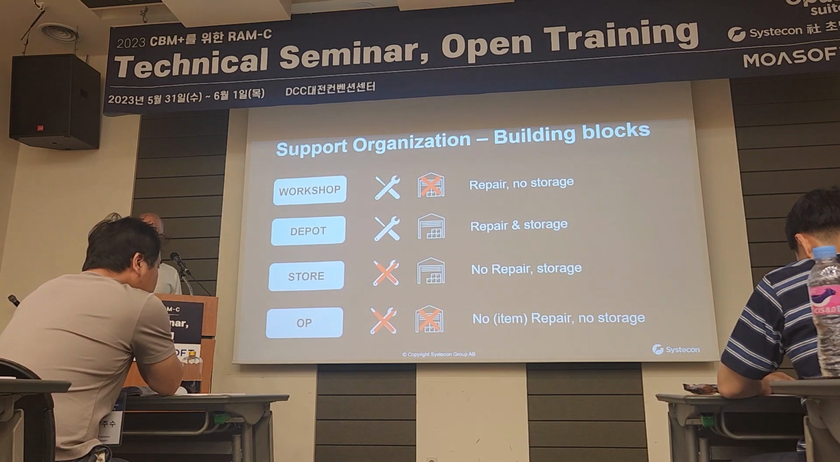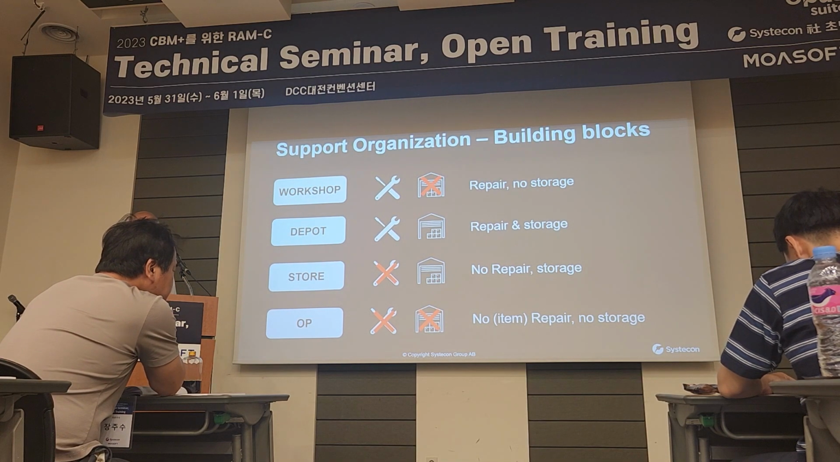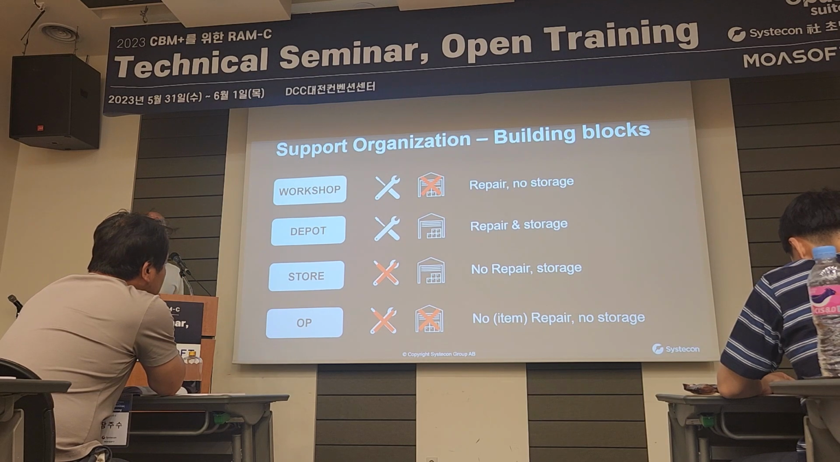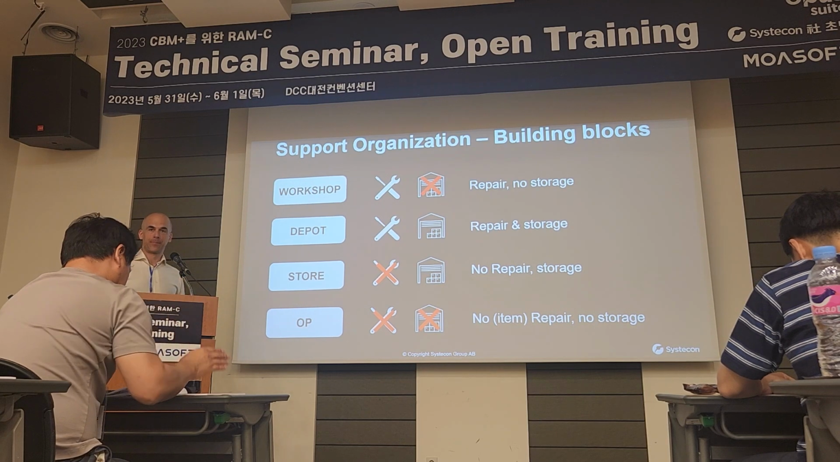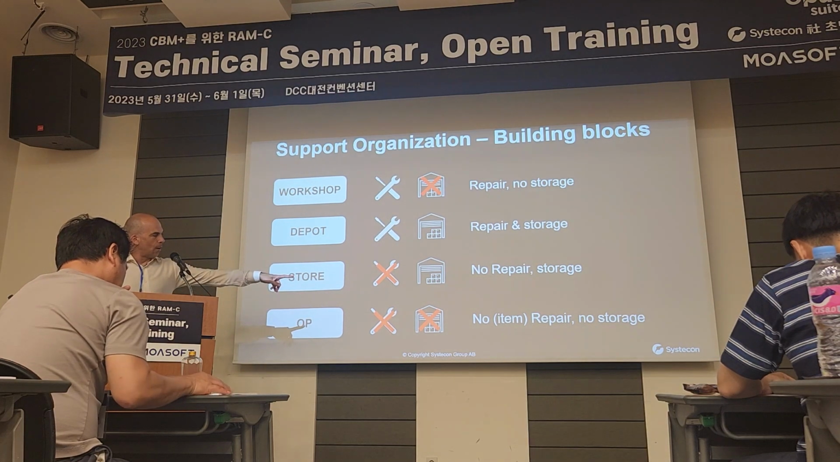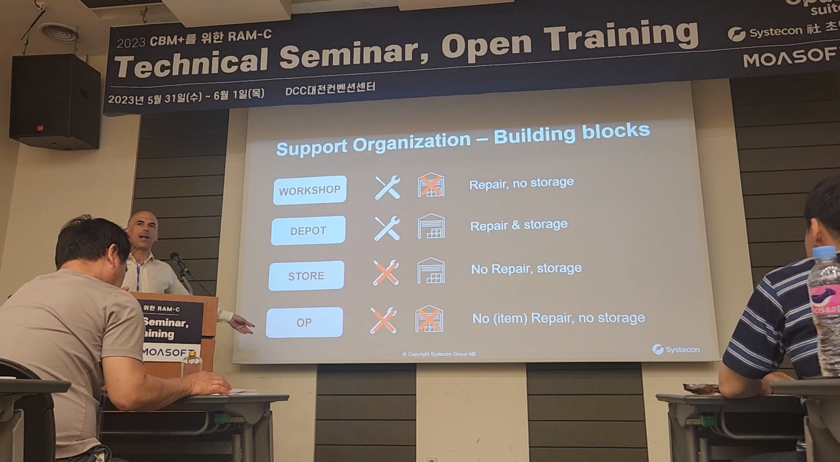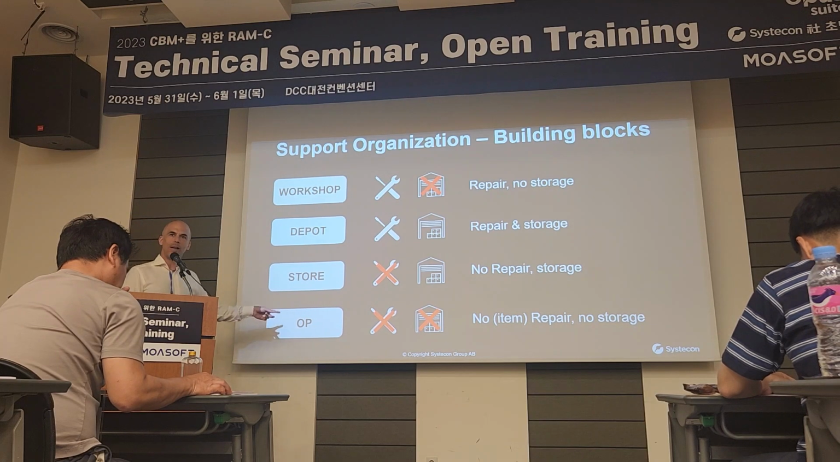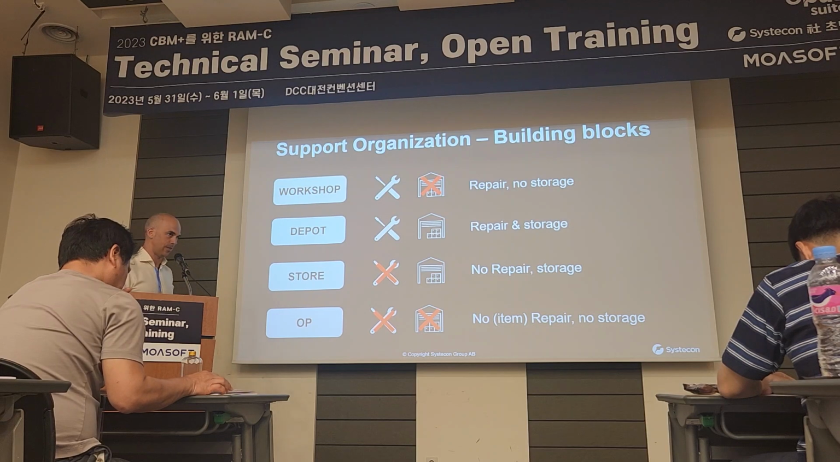And the operating site is a location where you don't perform any item repairs and you can't store any items either. And that's typically a location where the systems operate. And I said no item repairs because you will be allowed to remove and replace broken items from your system at this location anyway. So when I'm talking about the repair, it is item repair.